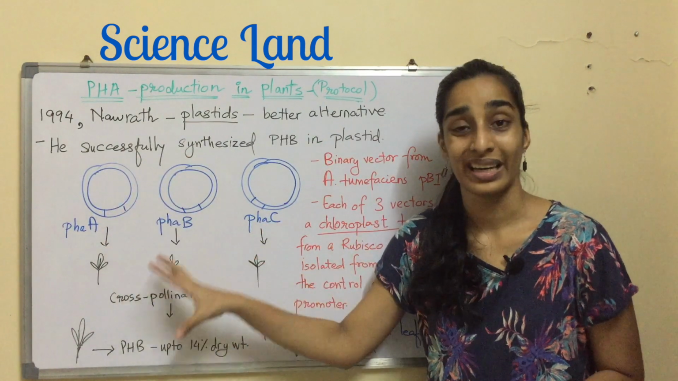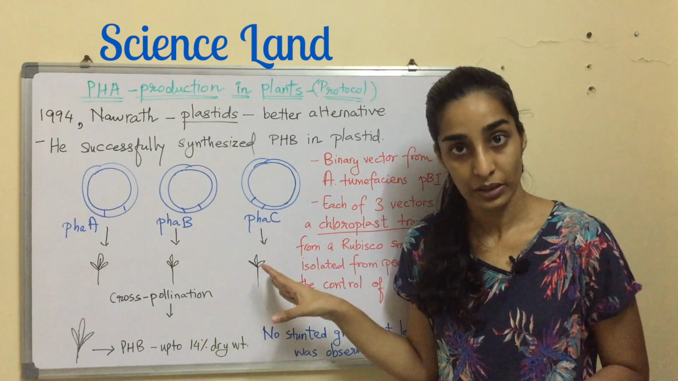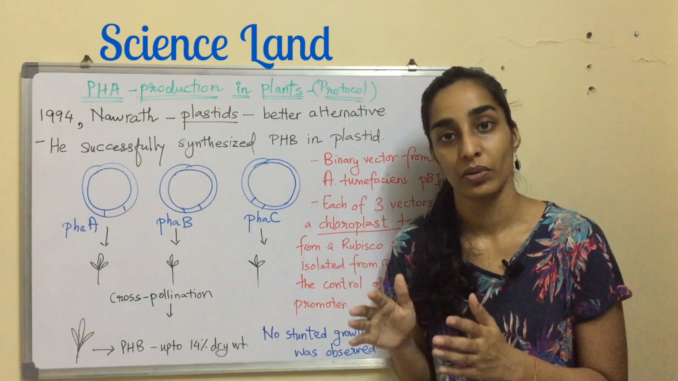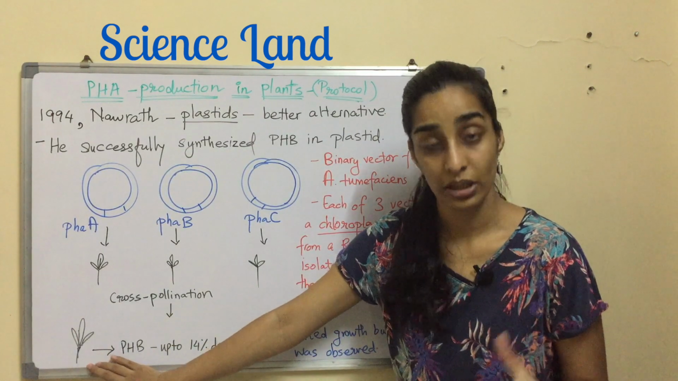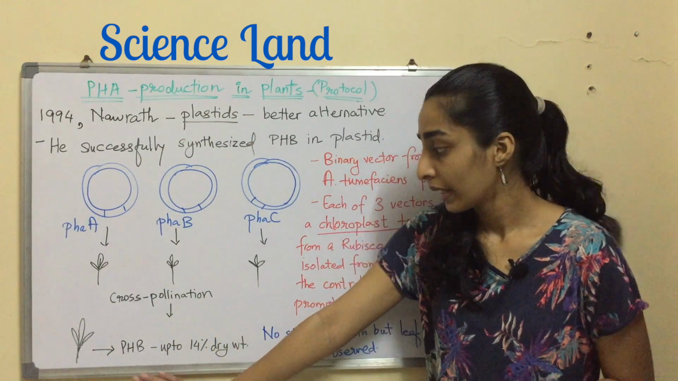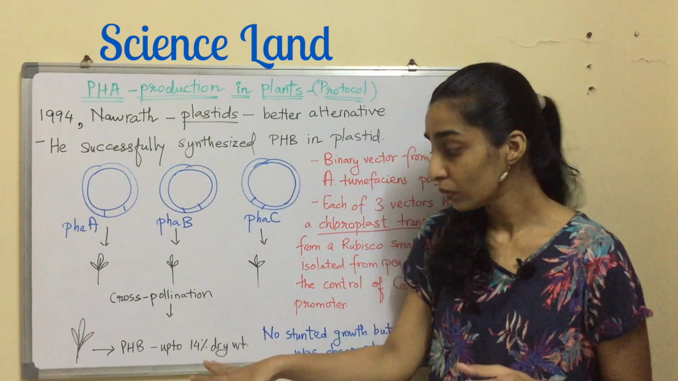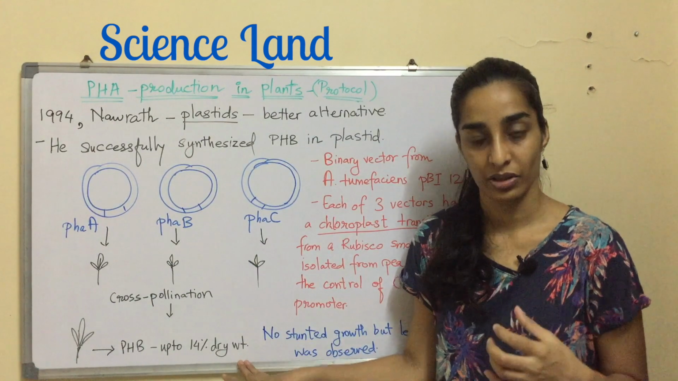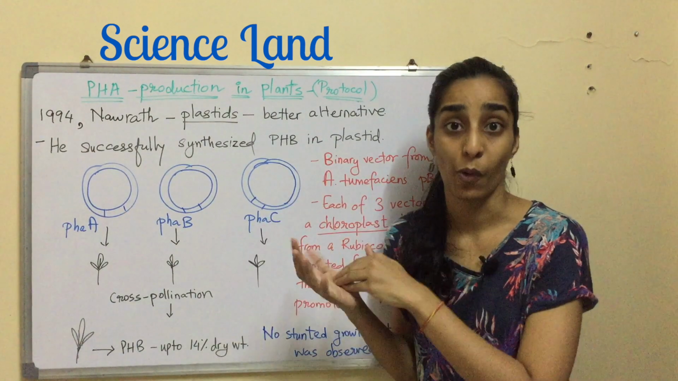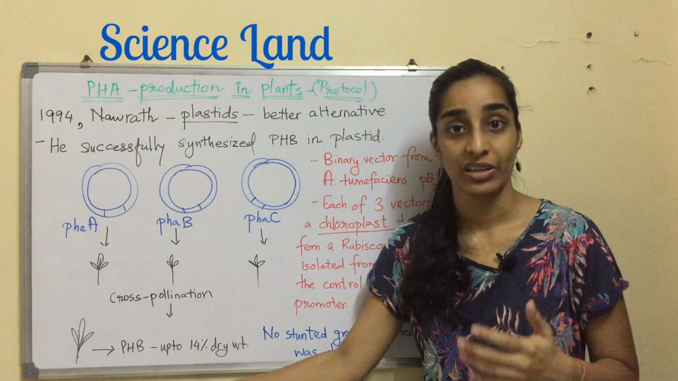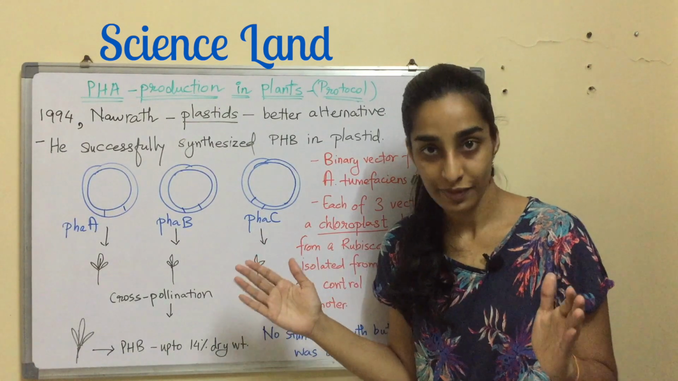Now each vector is individually transformed into Arabidopsis thaliana plant, and each of these 3 plants are cross pollinated and it will give me a transgenic plant which produces PHB. The plant was observed to produce up to 14% of the dry weight of PHB. So, in the first protocol it was 0.1% of the dry weight and here it was 14% of the dry weight. It's a very big difference.